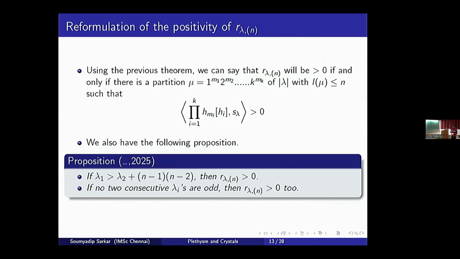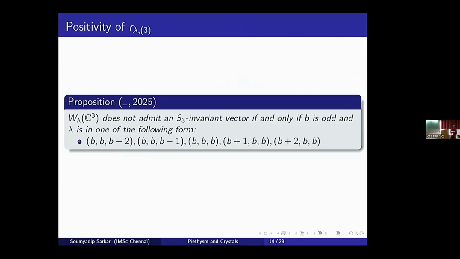So using this observation, we can give some sufficient conditions. Basically, the first proposition says that if the difference of lambda_1 and lambda_2 is large enough, then I have positivity. And another sufficient condition is that if no two consecutive lambdas are odd, then also we have positivity. So for example, for n equal to 3, this is completely resolved. So W_lambda C^3 does not admit an S_n invariant vector if and only if d is odd and lambda is one of the following forms.